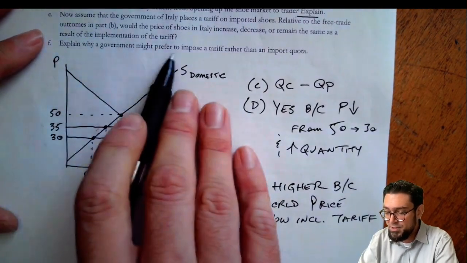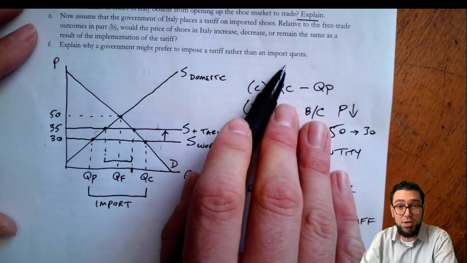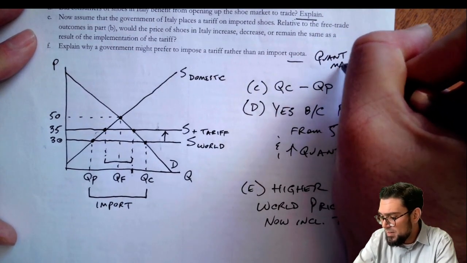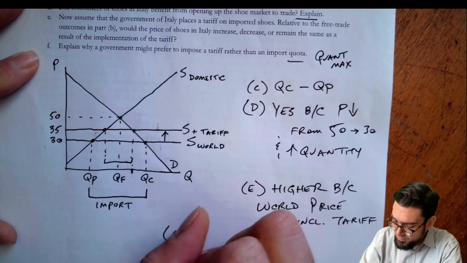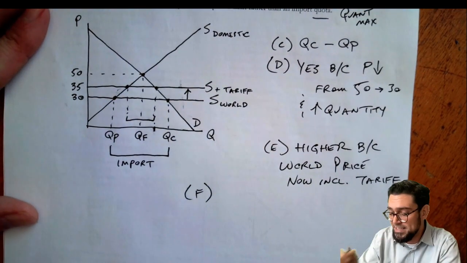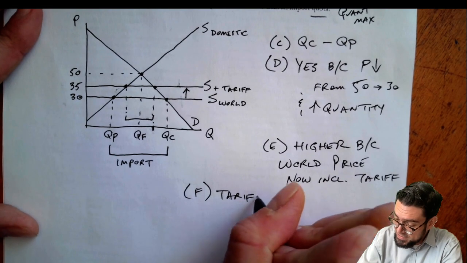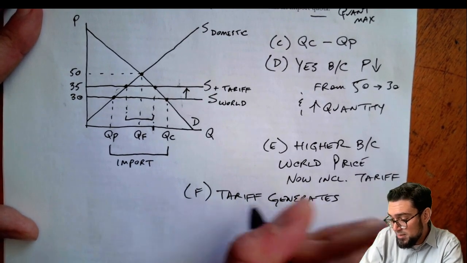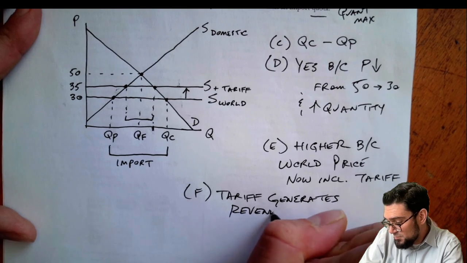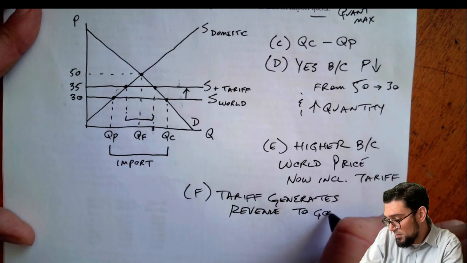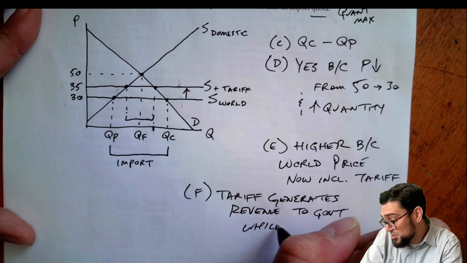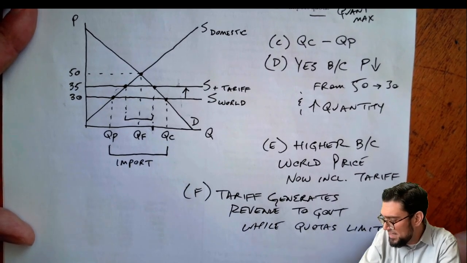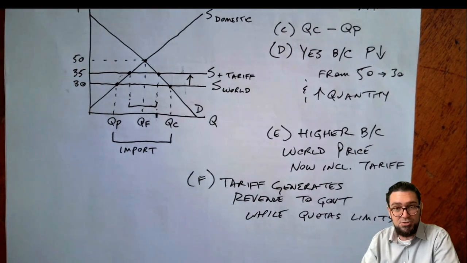Last part says F, why would a government prefer a tariff versus an import quota? And remember, a quota is just, we would say, a quantity maximum. Well, why would the tariff be cool? Because the tariff generates money. The tariff generates tax revenue, whereas typically quotas do not. It generates revenue to the government, while quotas don't. Quotas are just limits. There are quota licenses, but quotas limit, they don't generate any kind of money.